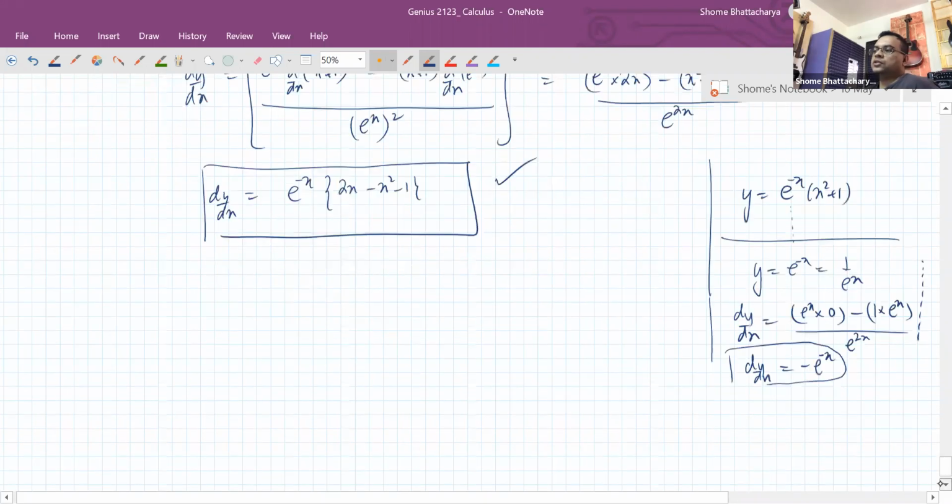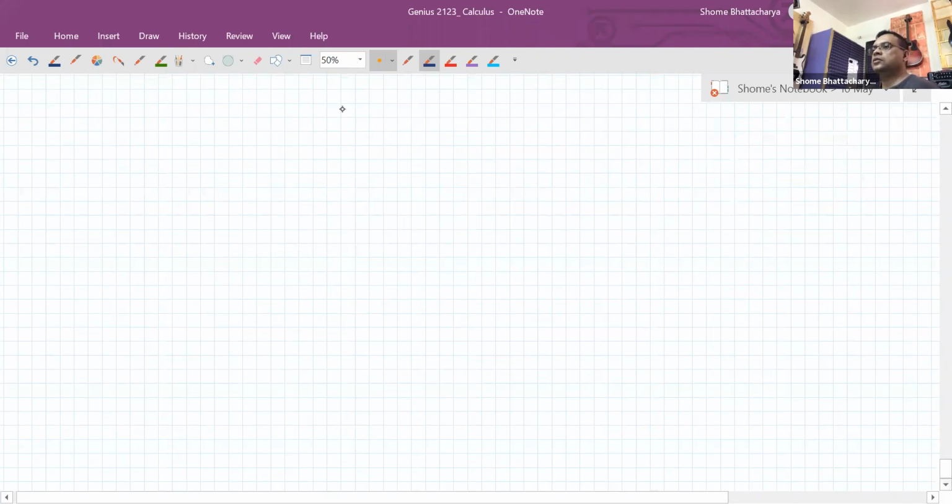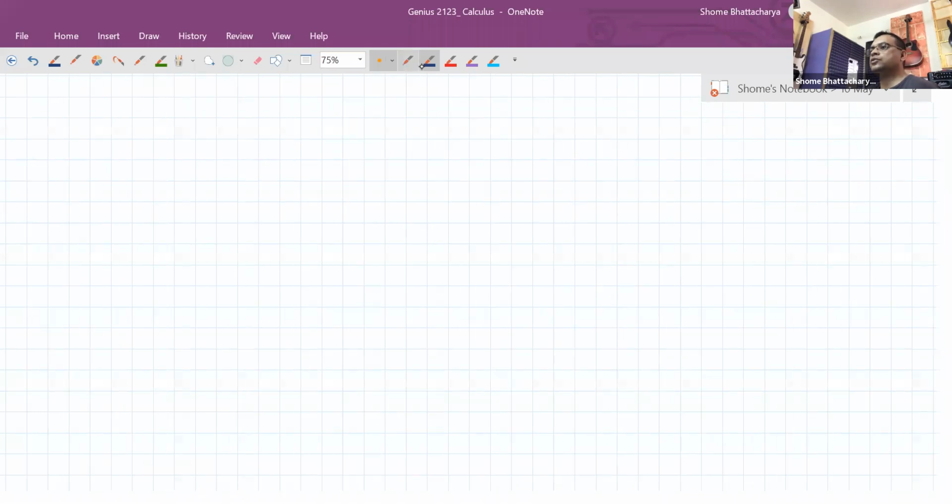Okay, so this is about the product rule and the quotient rule. Now next we'll talk about, so we'll just look at an introduction at this last thing today. Okay, we'll look at something called composite functions.